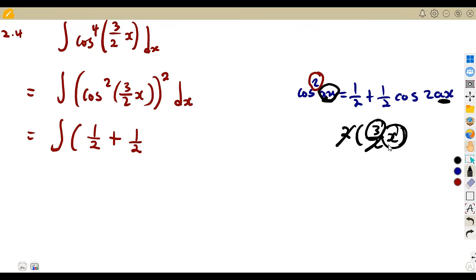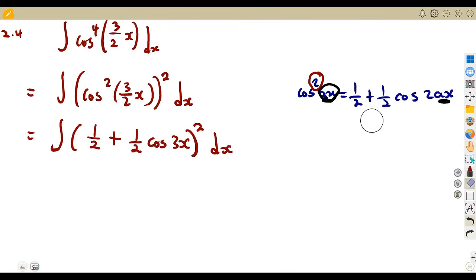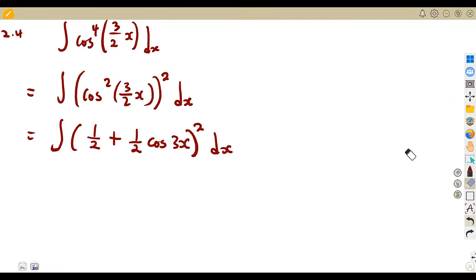We get 3x. So we are going to be left with cos 3x after multiplying this by what? By 2. So this will be cos 3x. It's no longer cos 3 over 2x. It has changed. But this whole part has to be raised to the exponent of 2. We have to square it. Then we integrate with respect to x. So the identity, that's where we use it.